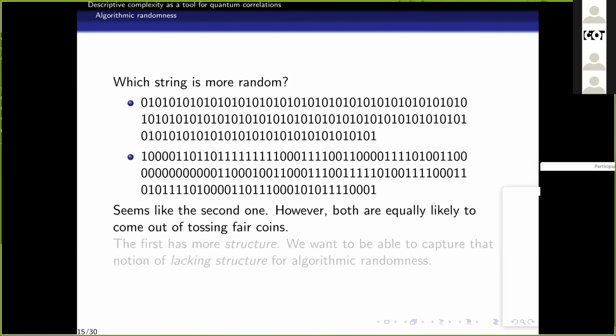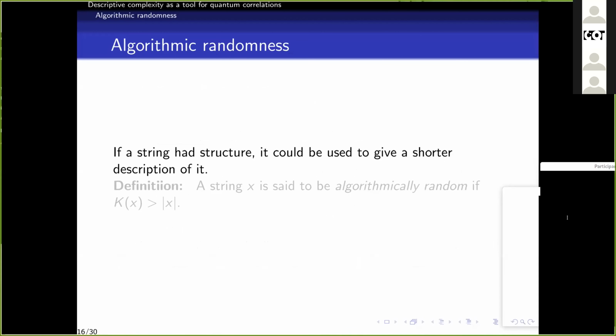But we want a syntactic definition of randomness. So we will resort to the same ideas as before. We can easily see here that the first string has more structure than the second one. And we want to capture this idea of lacking structure that the second string has for our notion of algorithmic randomness. So in order to do so, we will resort to Kolmogorov complexity again. If a string has structure, it could be used to give a shorter description of it. So if we can give a shorter description of it, then it has structure, so we would say it's not algorithmically random. Our definition will be that a string is said to be algorithmically random if its Kolmogorov complexity is larger than the length of the string. So we cannot provide a shorter description than the string itself. That would be a string that is called algorithmically random.